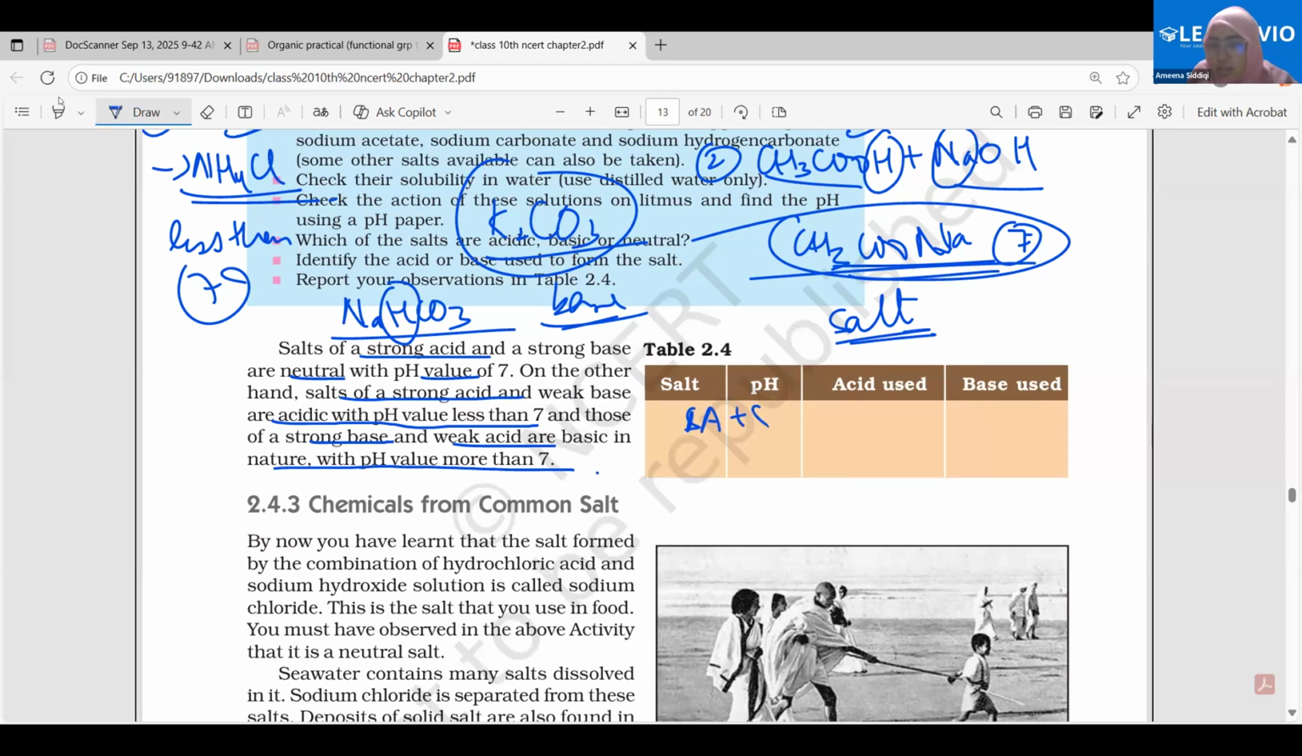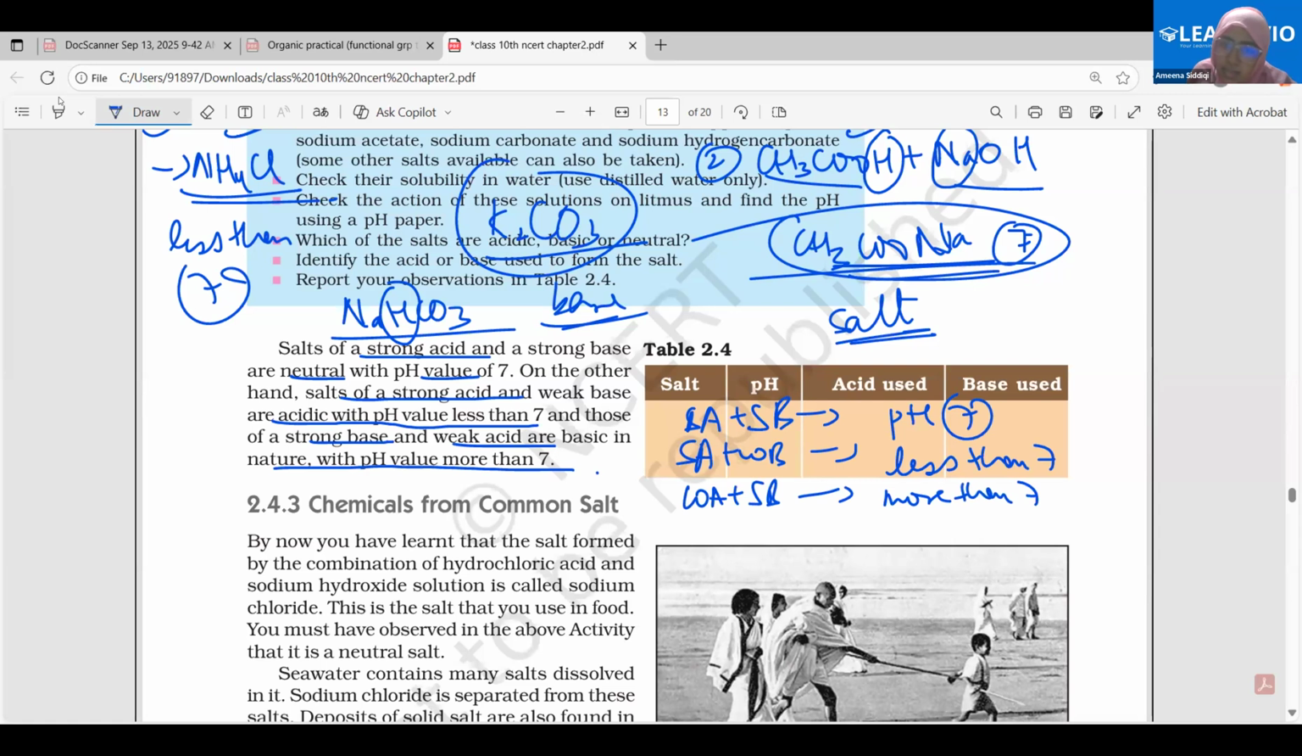Strong acid, strong base, pH value 7, that is neutral. Strong acid, weak base, less than 7. Weak acid plus a strong base, more than 7. These are examples here. And accordingly, the question could be asked on the basis of the pH, what will be the change in the litmus paper? So that should be very clear here.